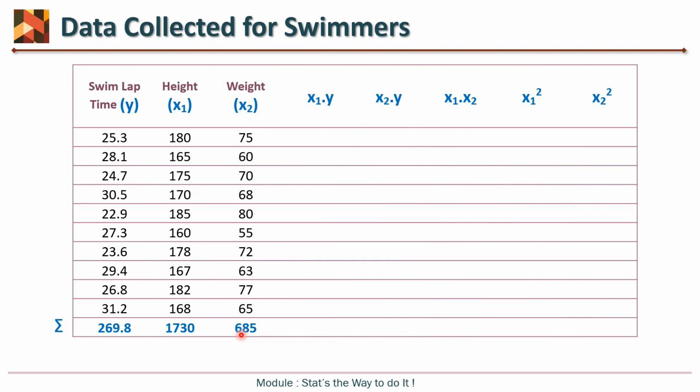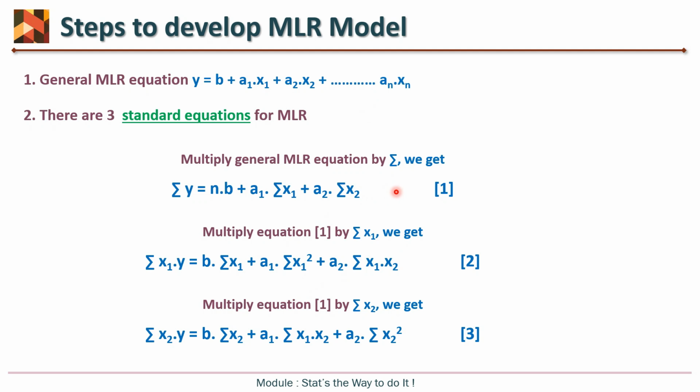So, data collected for the swimmer. We already know we had selected y as swim lap time, x1 as height and x2 as weight. Now what are these five other columns? These five other columns we get from these three equations. Whatever I need in the equations, I will make it a column. Checking from here, do I have a column of y? Yes. Do I have a column of x1? Yes. Do I have a column of x2? Yes. So we have these three columns ready. For equation 1, we don't need any additional column.